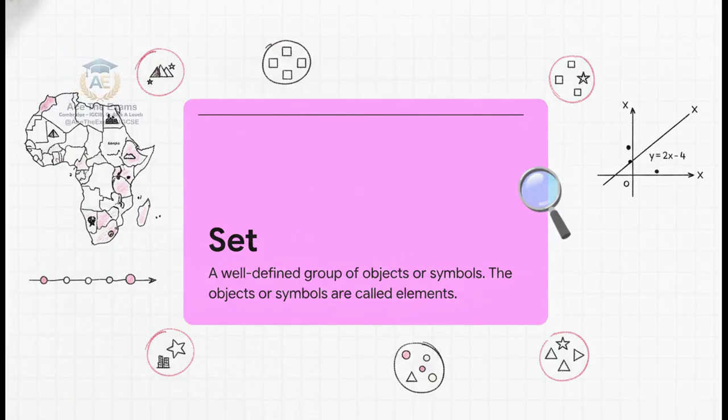In a courtroom, you can't have ambiguous evidence. It's exactly the same in Cambridge Math. There must be zero ambiguity about whether something belongs in your group or not. A set could literally be the countries in Africa, like South Africa, Namibia, and Egypt. It could be infinite, like the set of all natural numbers. It can even be the specific coordinates on a line. The individual items inside these defined groups, well, those are called the elements.